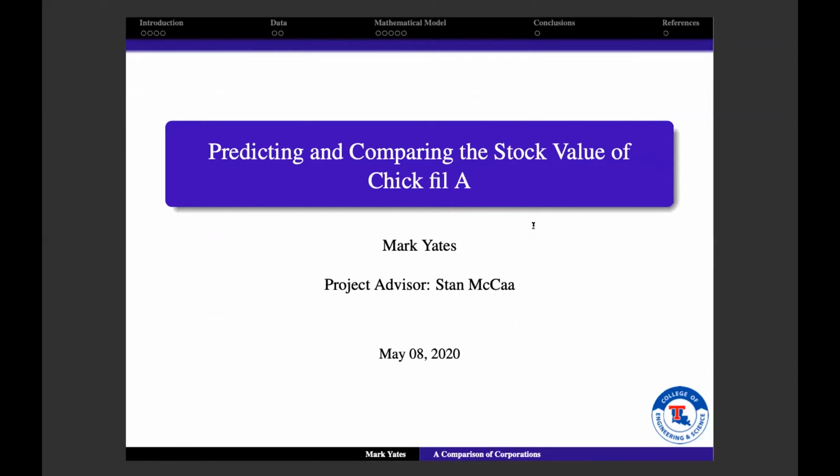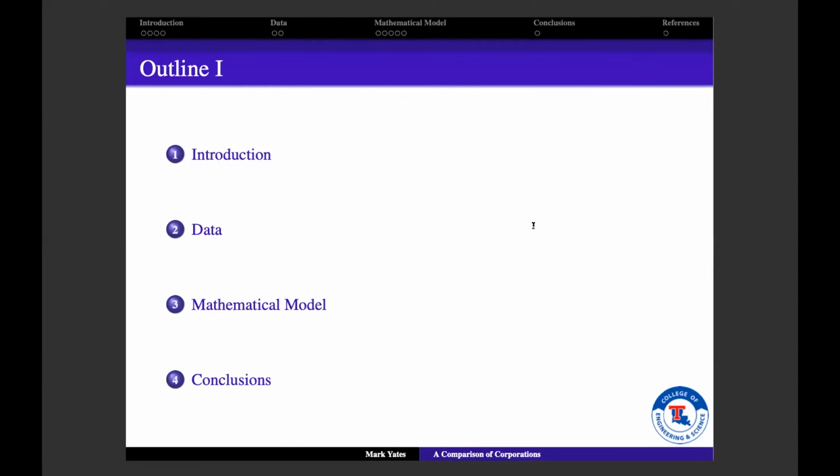My presentation involves predicting and comparing the stock value of Chick-fil-A. My project advisor is Stan McCaw. We'll go ahead and go over the outline. We're going to go over the introduction, some obstacles I ran into, some data that's needed for this project, the actual mathematical model we use, and of course the conclusions.